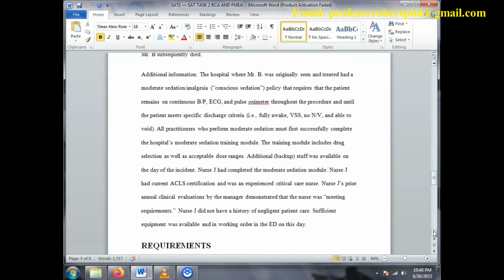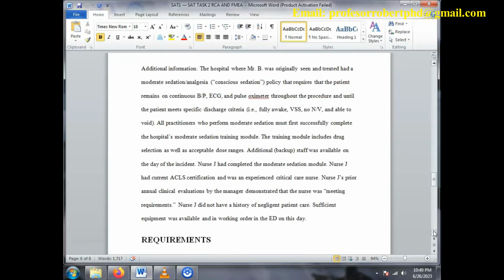Additional information. The hospital where Mr. B was originally seen and treated had a moderate sedation analgesia, conscious sedation policy that requires that the patient remains on continuous BP, ECG, and pulse oximeter throughout the procedure, and until the patient meets specific discharge criteria, i.e., fully awake, VSS, no NV, and able to void. All practitioners who perform moderate sedation must first successfully complete the hospital's moderate sedation training module. The training module includes drug selection as well as acceptable dose ranges.